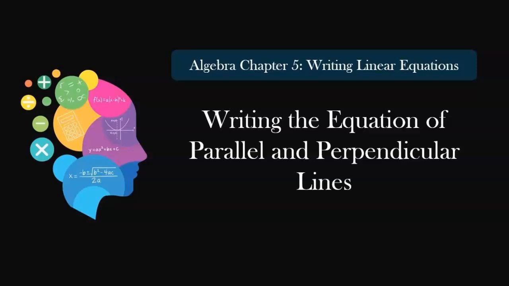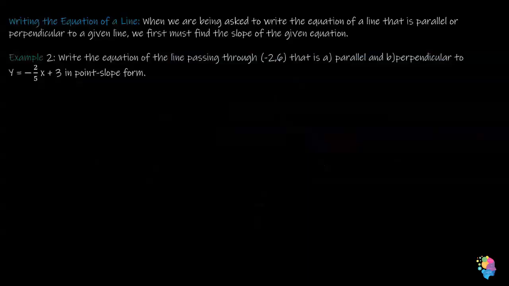In this video, we will learn how to write equations of parallel and perpendicular lines. As in example 1, whenever they ask us to write the equation of a line, we first must find the slope of the given line before we can attempt to do anything else. So let's begin. They're asking us to write the equation of the line passing through this point, so let's not lose that. That is parallel, and then another that is perpendicular to the given equation. In this case is this one right here.